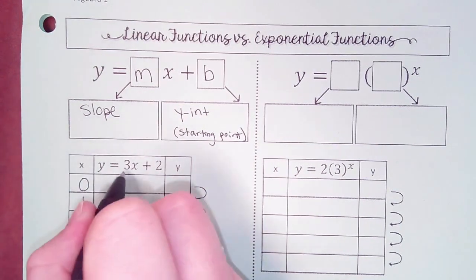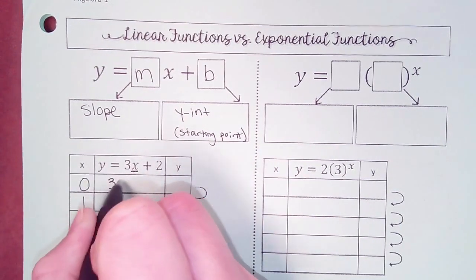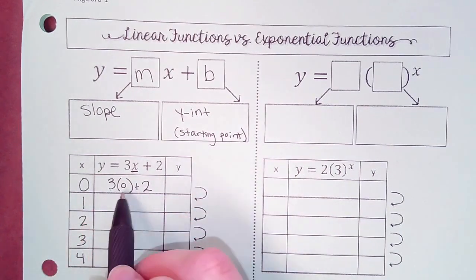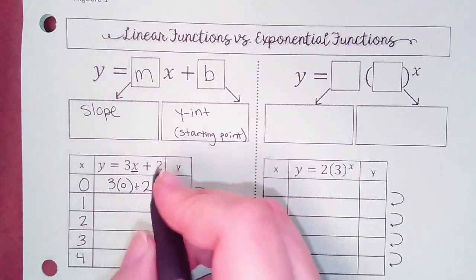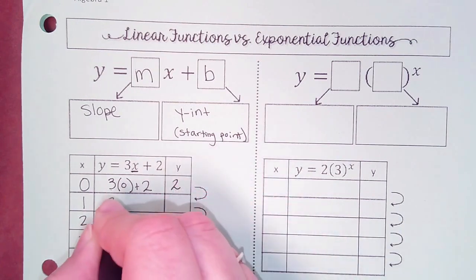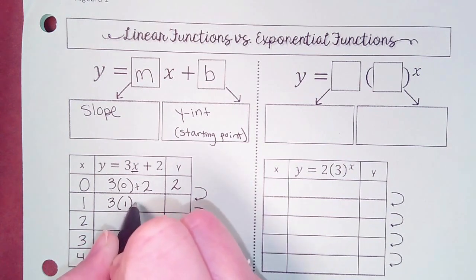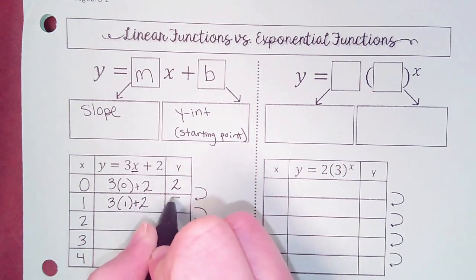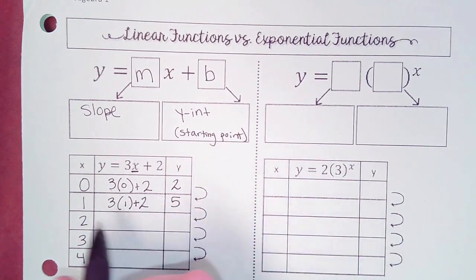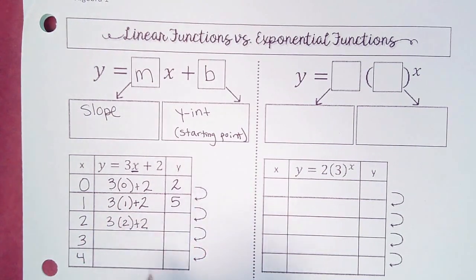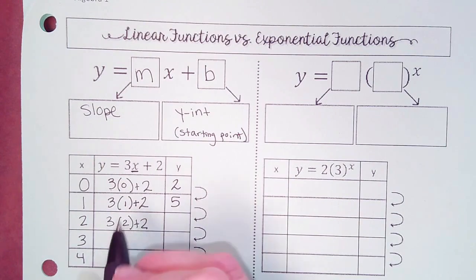I'd be plugging in 0 in for x. So it would be 3 times 0 plus 2. 3 times 0 is 0, plus 2 more is 2. Then I'd plug in 1. 3 times 1 is 3, plus 2 more is 5. Then plug in 2. 3 times 2 plus 2. So that'd be 6 plus 2 is 8.